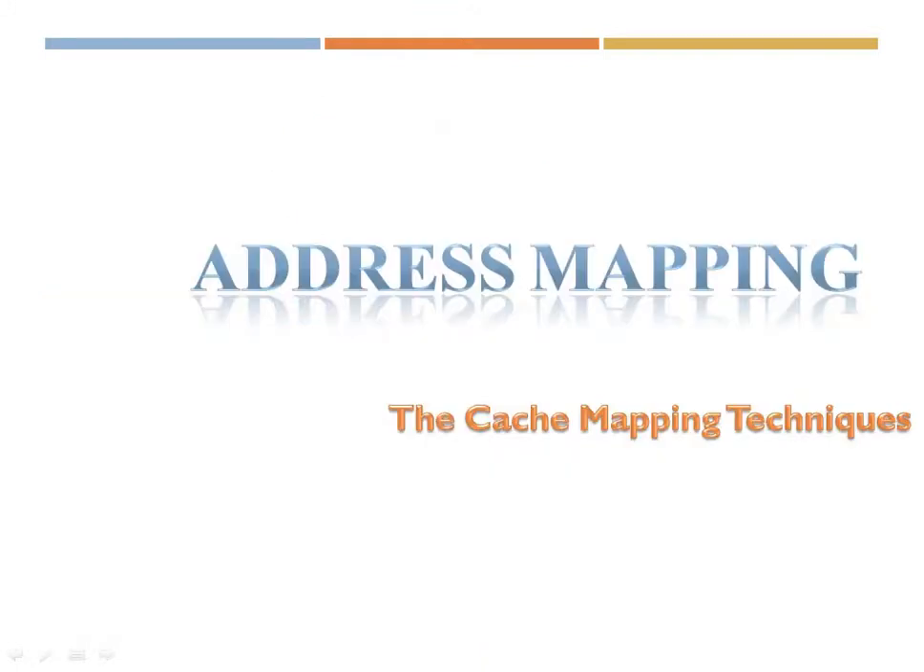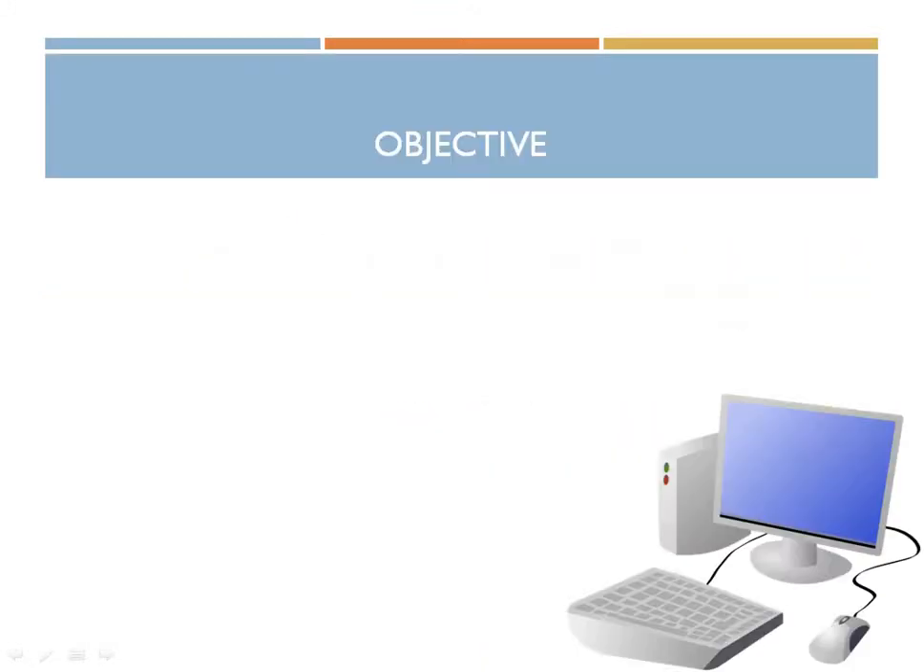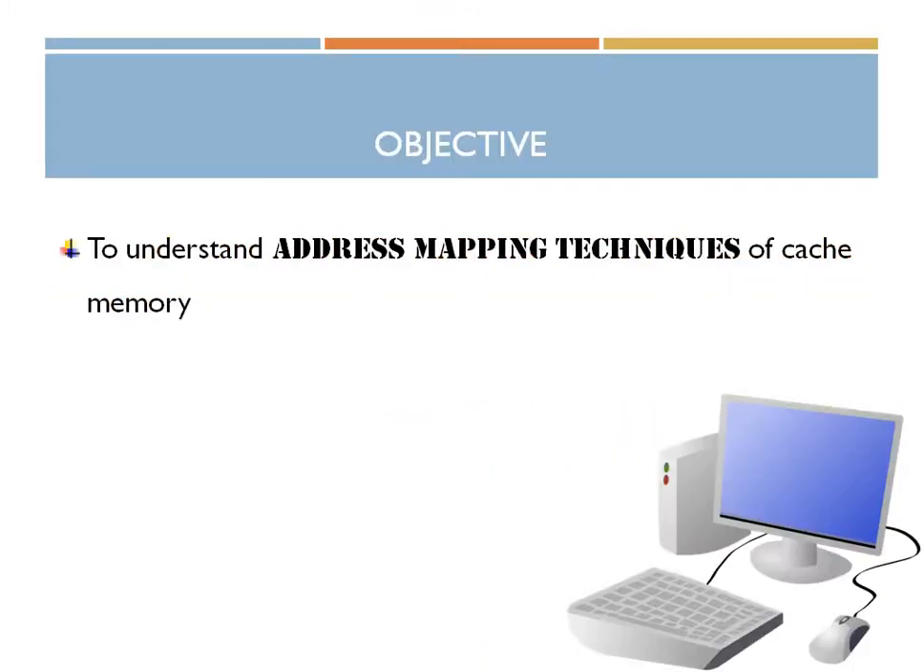This tutorial is about address mapping. The objective here will be to understand address mapping techniques for cache memory, in which we are going to study the method of addressing, which is to locate data within the cache. So now, first of all, let us begin with the two concepts over here.